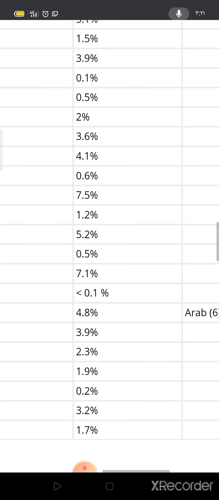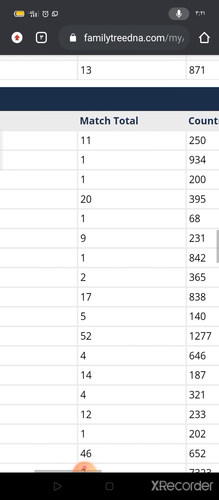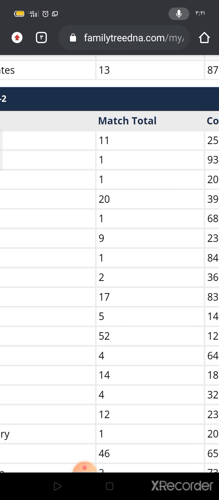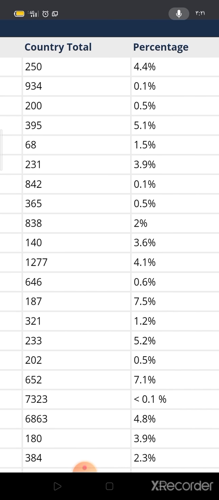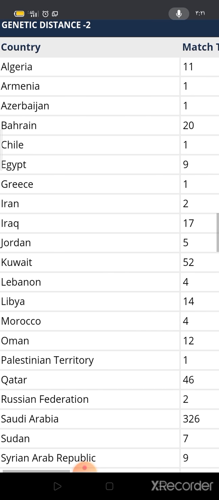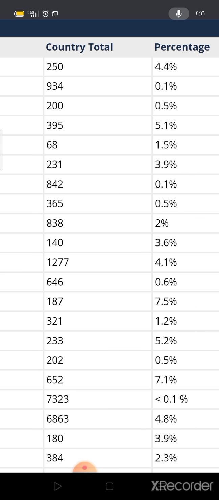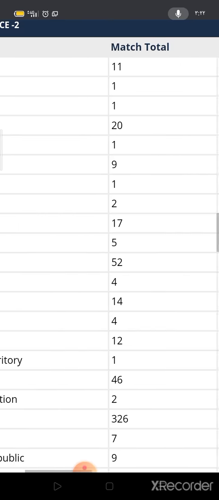And of course, these people are different, because this is genetic distance number 2. These people are different than the people from Saudi Arabia who match me in genetic distance number 1. Oh, I have a 5.2% match with Oman on this level. 5.2 matches. 7.1 with Qatar.